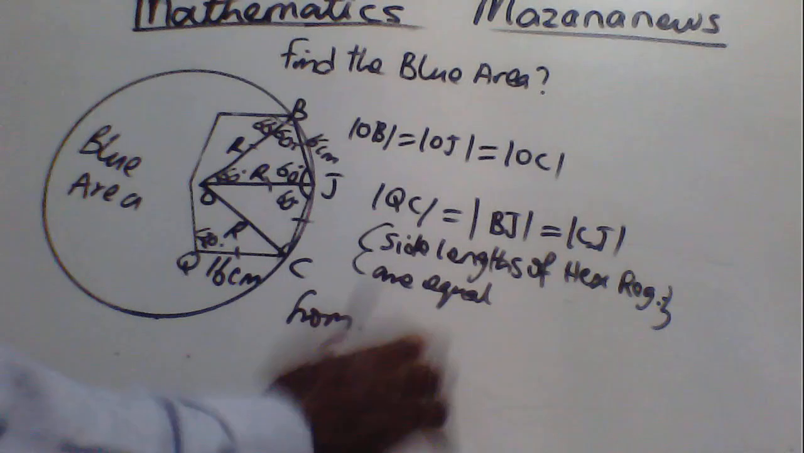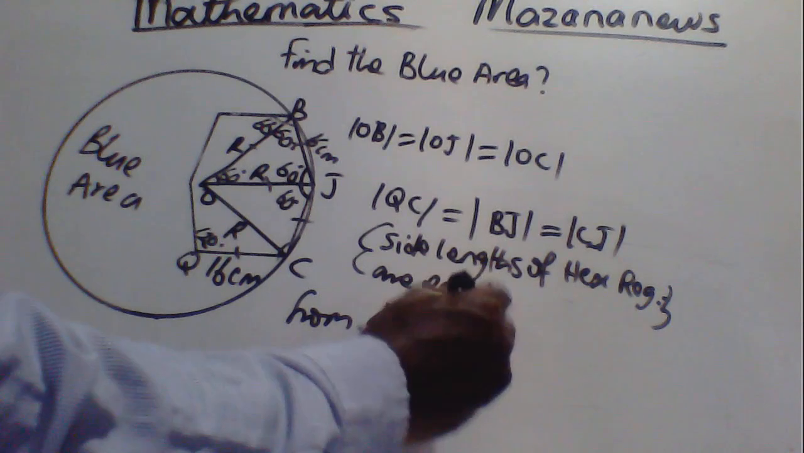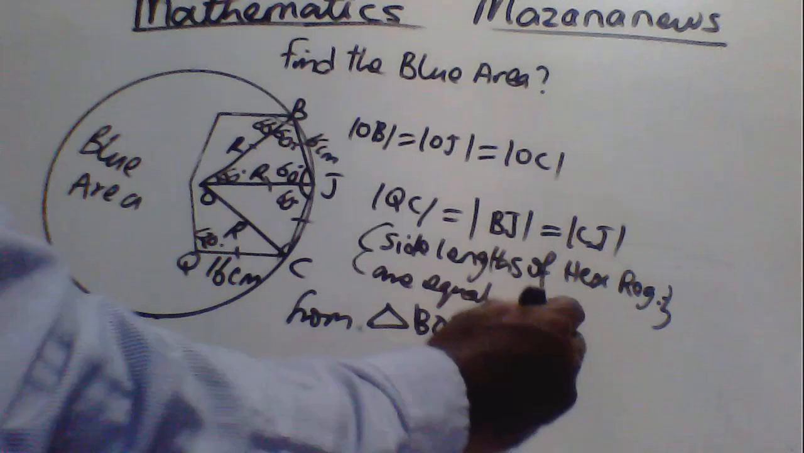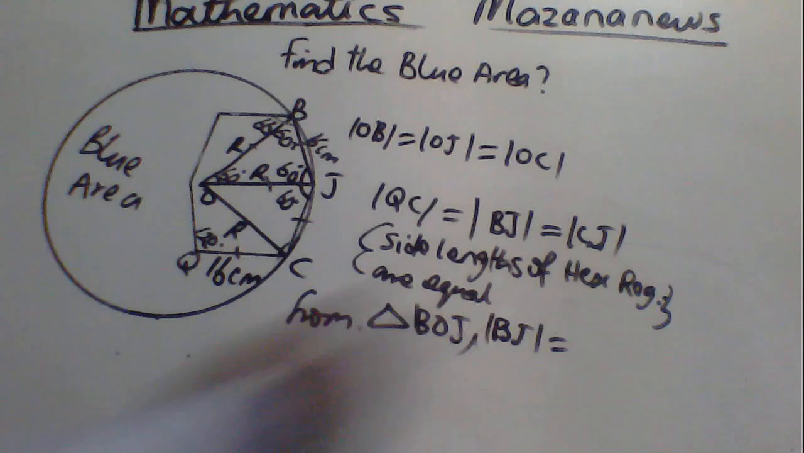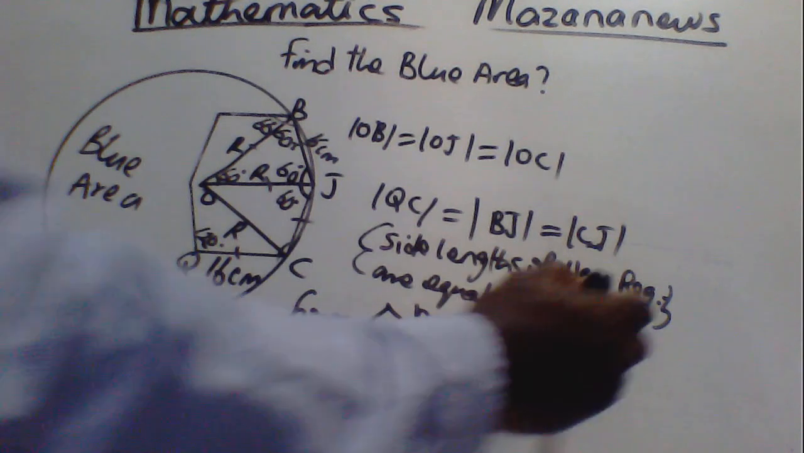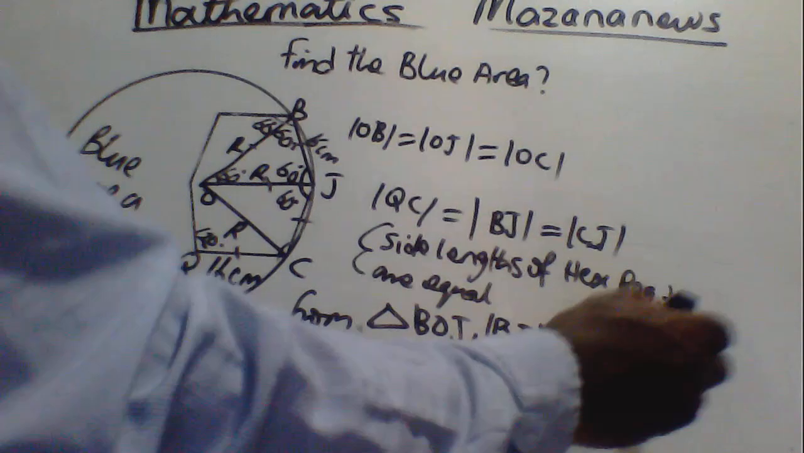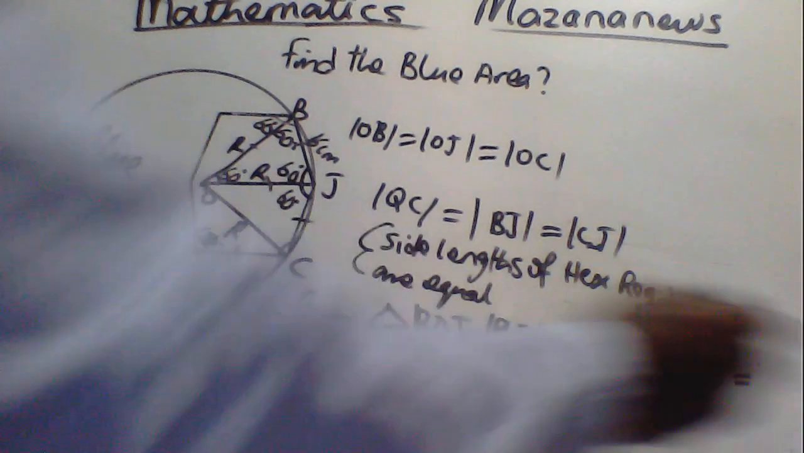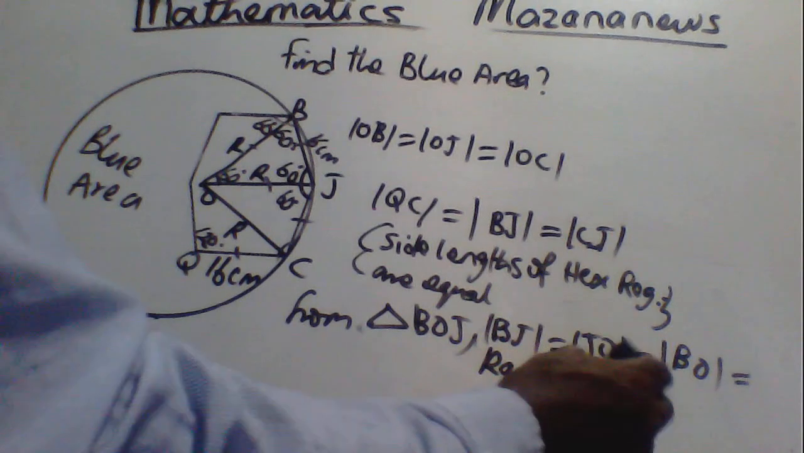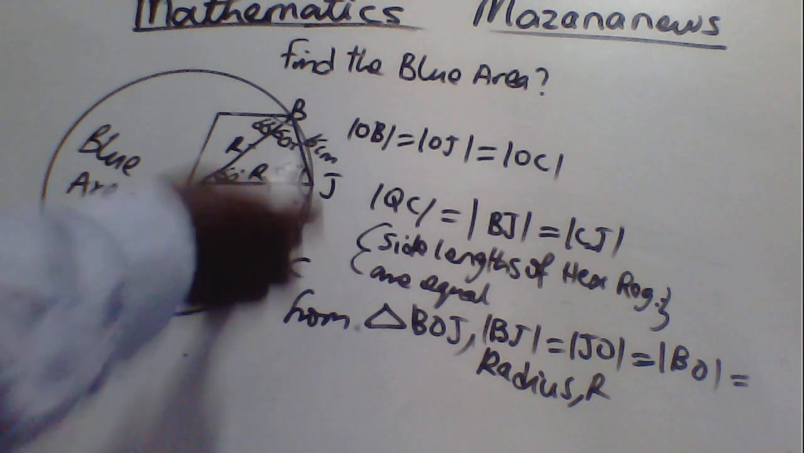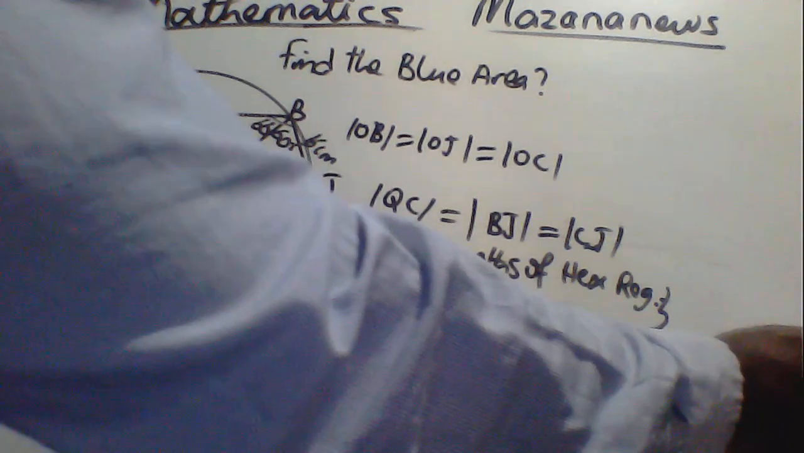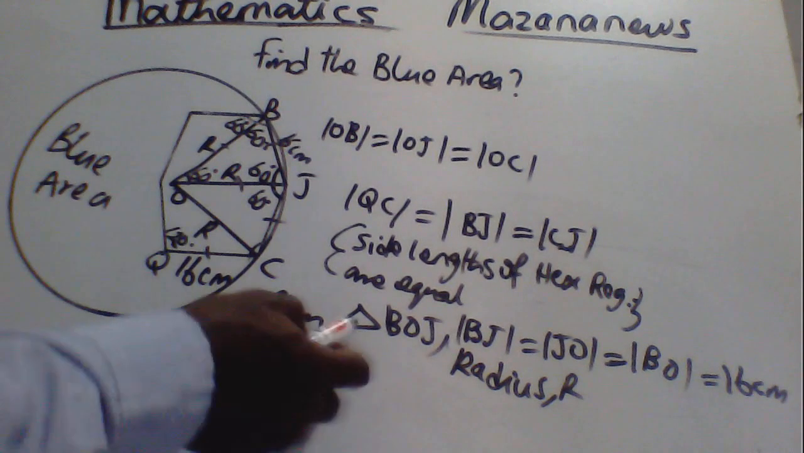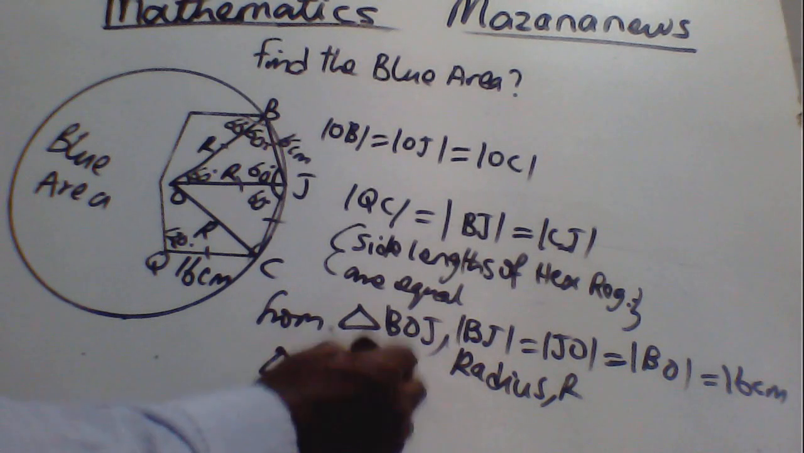And then from triangle BOJ, you see that BJ is equal to JO is equal to what? BO. The reason is that they are all radii of the circle. They are equal to the radius of the circle, which means they are also equal to 16 cm. Because the reason is that triangle BOJ is what? Equilateral.